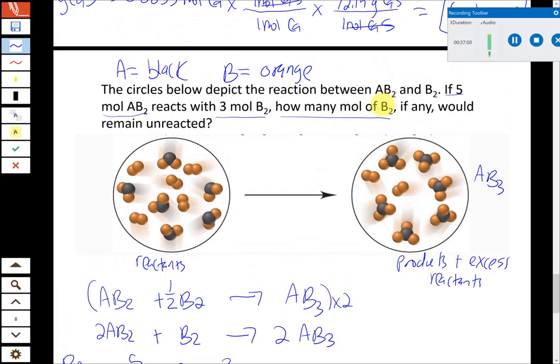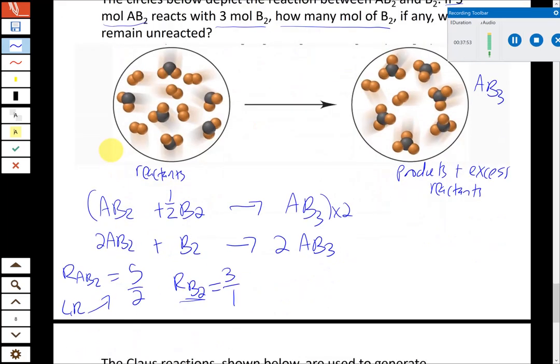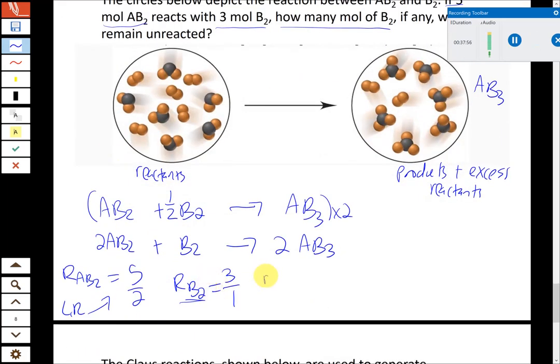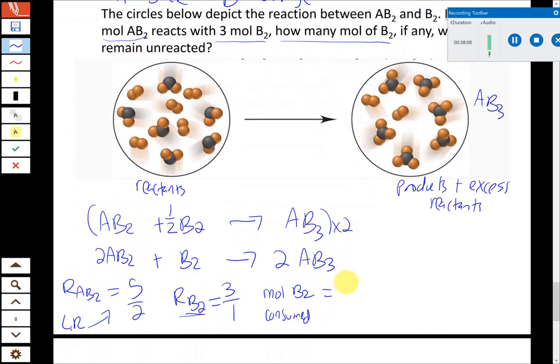So we're trying to find how many moles of B2 remain unreacted. There will be some because AB2 is the limiting reactant. So what we want to find then is the moles of B2 that are consumed, that react in this equation. We have 5 moles of limiting reactant, AB2. So if we want to find out how much B2 is reacting, we have to start with moles of limiting reactant. And then the ratio of B2 to AB2, we're going to react 1 mole of B2 for every 2 moles of AB2. So that means we're going to react 2.5 moles of B2.